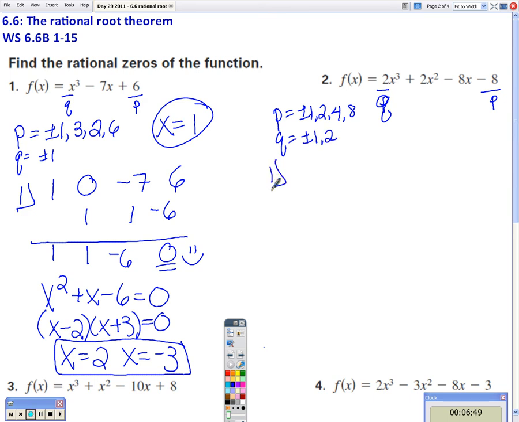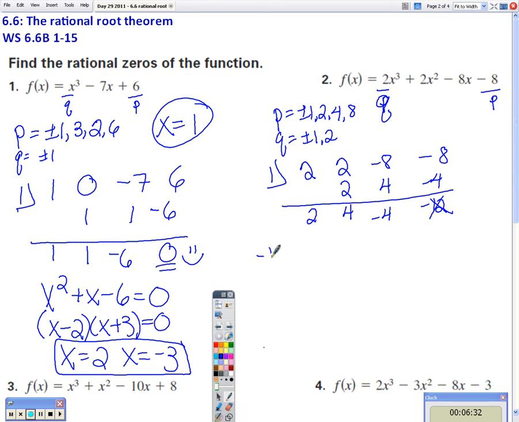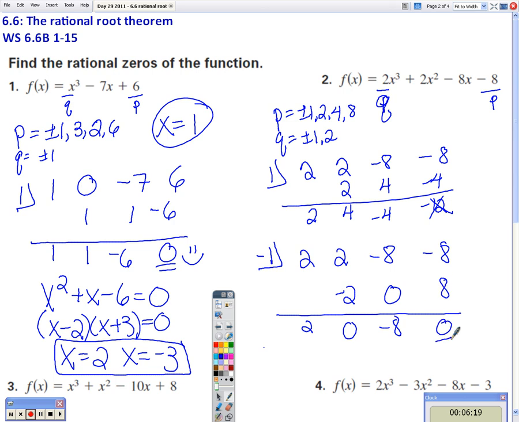So for number 2, I'm going to start with 1 again. And uh-oh, I get a remainder of 12, so x equals 1 is not it. So let's try negative 1. And all right, that works. So x equals negative 1 is one of my first zeros.